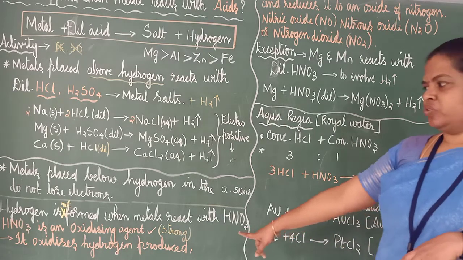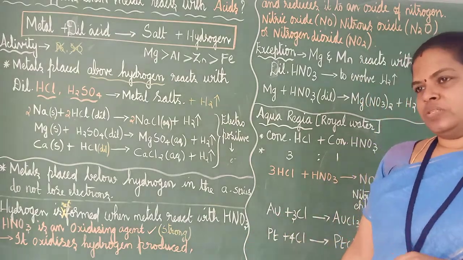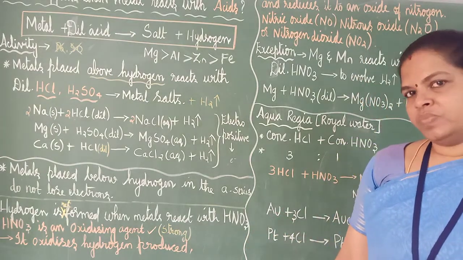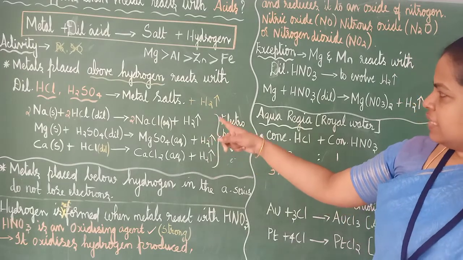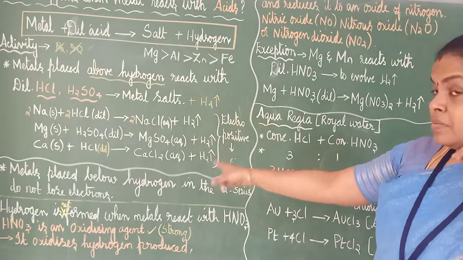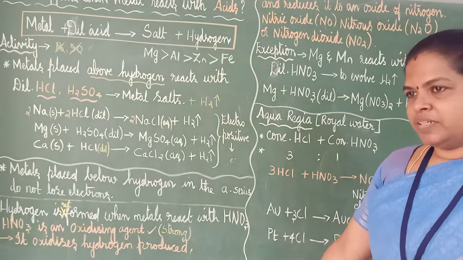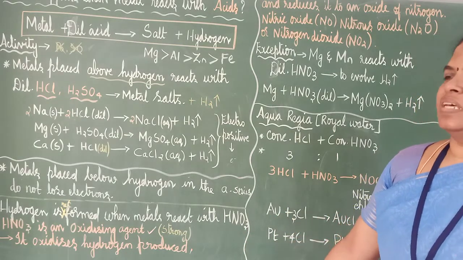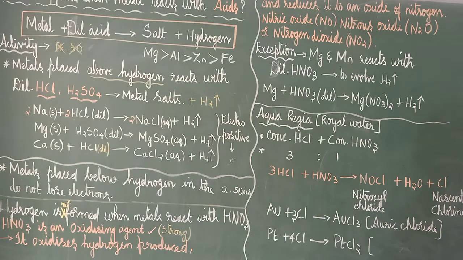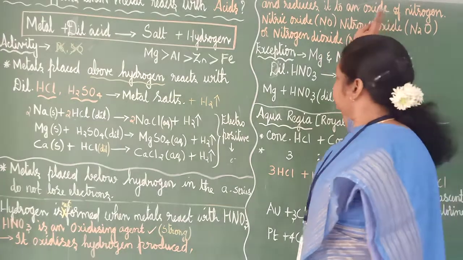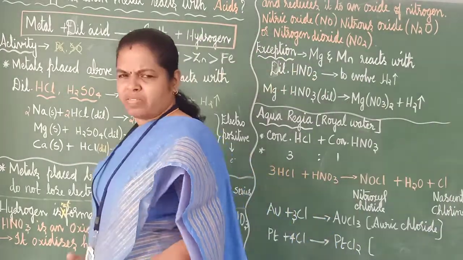So this is an important question. HCl and H2SO4 in the dilute form react with metals and give hydrogen gas, but there is an exception. What is that? HNO3 will not produce hydrogen. This is the fact. It will not produce, but there will be some exception.